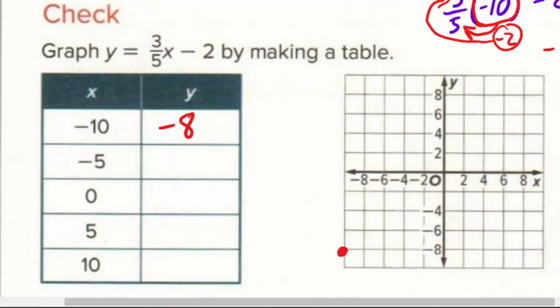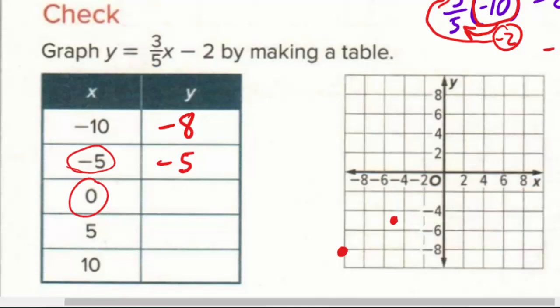Then we'll do it with the negative 5. So negative 5 divided by 5 is negative 1. Negative 1 times the 3 in the numerator is negative 3. Negative 3 minus 2 is negative 5. So we have negative 5. So left 5, down 5 would be right about in the middle of this box.